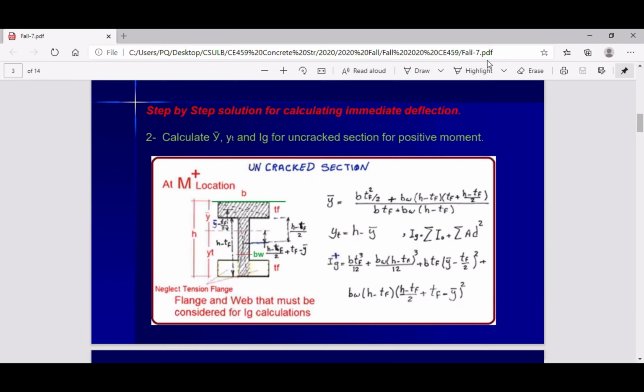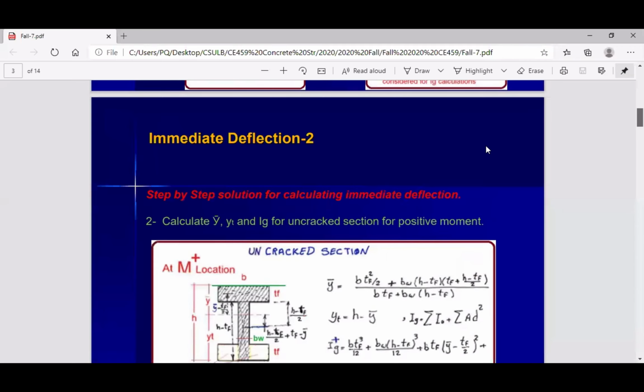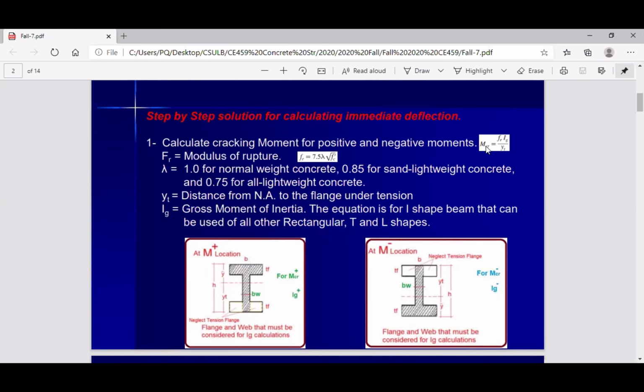Why is it called uncracked section? Because M crack means the moment that the beam can carry with no crack. At the very far end of the tension part, in positive, or the tension part in negative, you will get close to that FR. The rest is under compression. So there is no tension at any point of this. The stress starts at 0 here and maximum compression here. So there is no tension, and because of that, we call it the uncracked section.